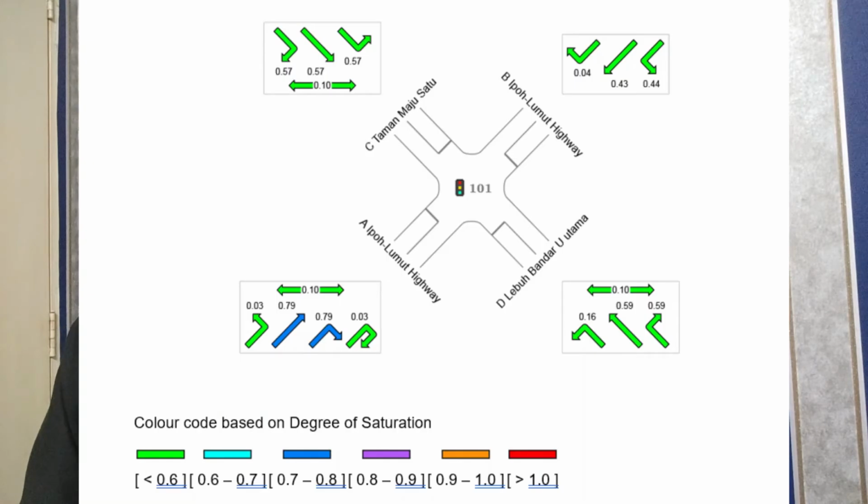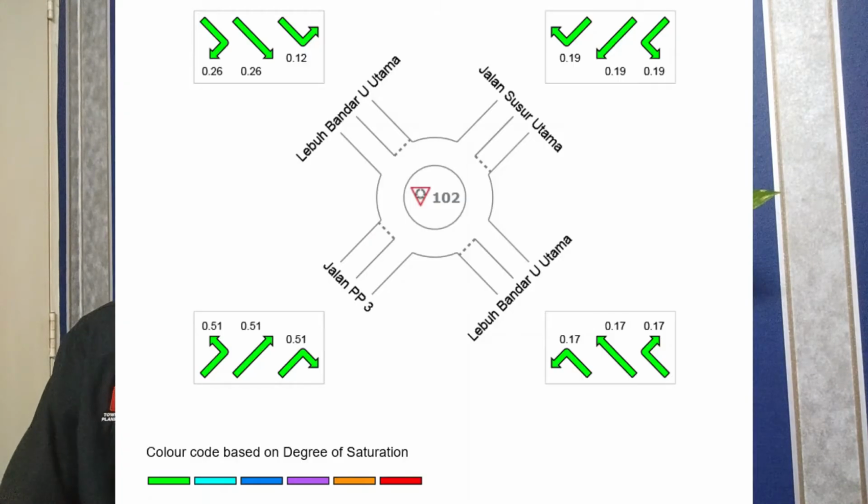This is because when we see the color code for degree of saturation for each lane, it is mostly green, except for two lanes at Ipoh Lumut Highway, which are blue. And for the roundabout junction, most of the lanes are green, which shows that it is still in good condition. So that's a potential.